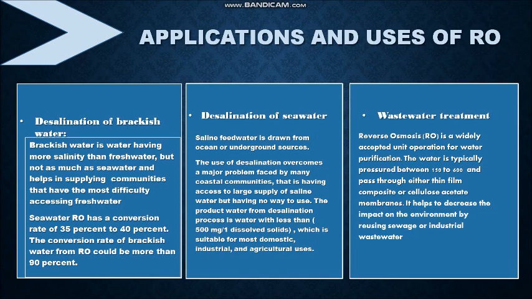Wastewater treatment. Reverse osmosis is a widely accepted unit operation for water purification. The water is typically pressurized between 150 to 600 and passed through either a thin film composite or cellulose acetate membrane, as we had discussed in the composition of membranes. It helps to decrease the impact on the environment by reusing sewage or industrial wastewater. In conclusion, I would say RO is doing its best for desalination of brackish water, seawater, and the treatment of wastewater. So it is a revolutionary treatment.